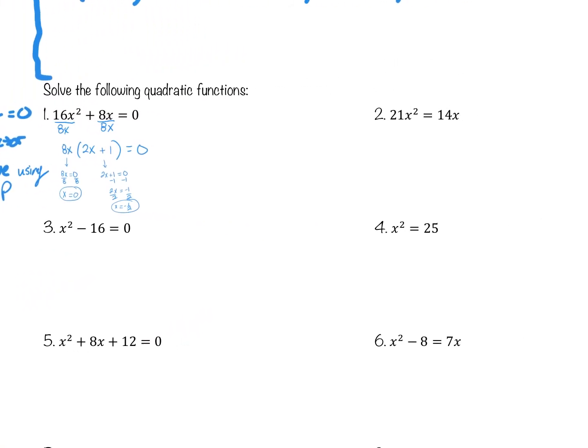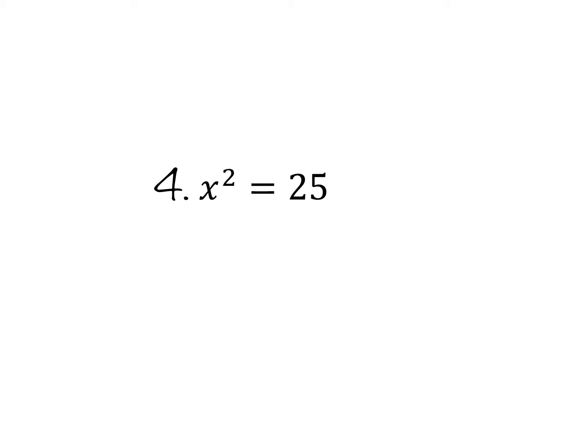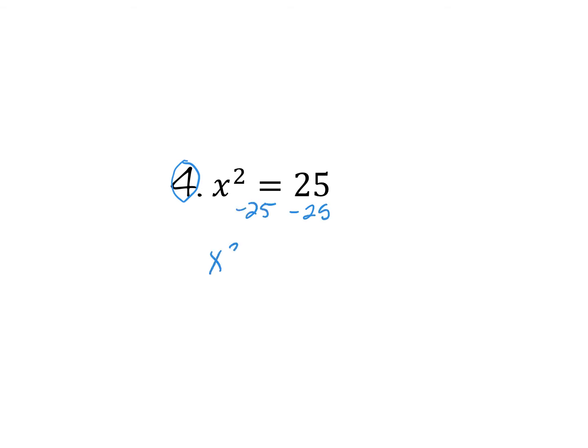Okay, I'm going to jump down to number 4. Again, we're going to move around a little bit, and at the end I'll have you do the other ones on your own. Okay, so first we have to check, is this set equal to 0? X squared equals 25. Nope, it's not. So to get it set equal to 0, we need to subtract 25. We got to move everything to the left side. So I would get x squared minus 25 equals 0.